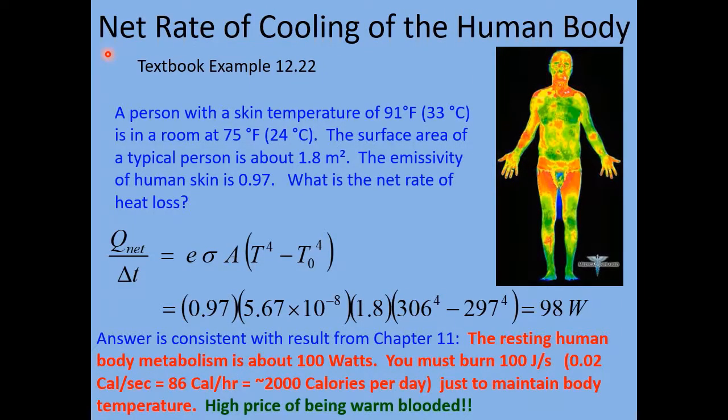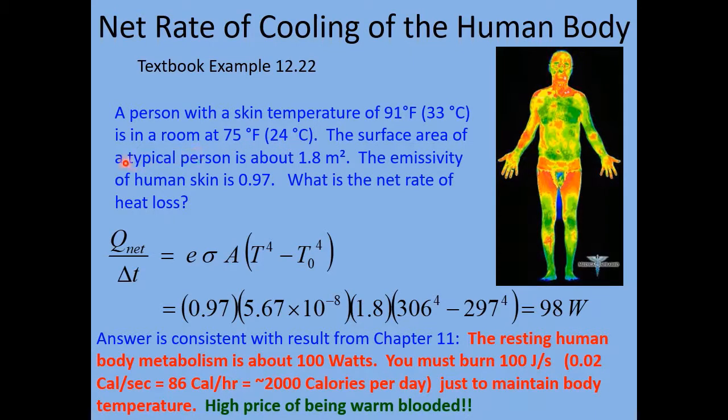Here's an interesting example where we can use this, maybe more interesting than the baked potato problem. This is the net rate of cooling of the human body. So let's take a person that has a skin temperature of 91 degrees Fahrenheit. Now remember, the inside of our body is 98.6 Fahrenheit, but our skin is never that warm unless we've been exercising or laying out in the sun or something like that. So typical skin temperature we'll take as 91 degrees Fahrenheit, which is 33 degrees Celsius. And let's say this person is in a room at 75 degrees Fahrenheit, which I converted is 24 degrees Celsius.